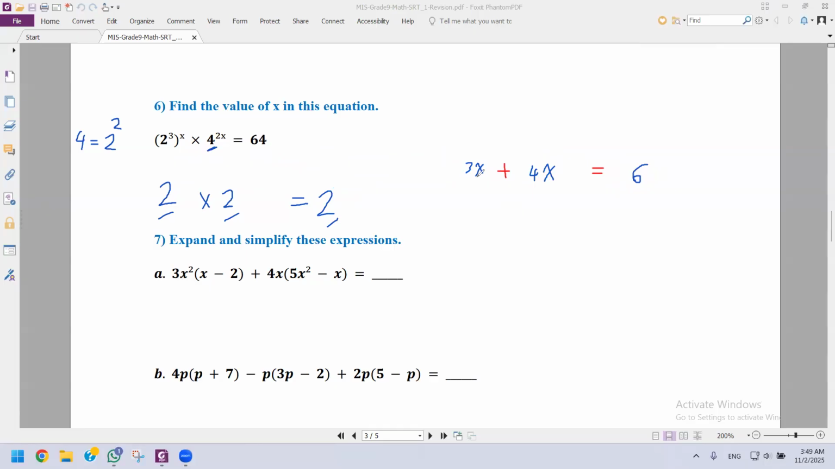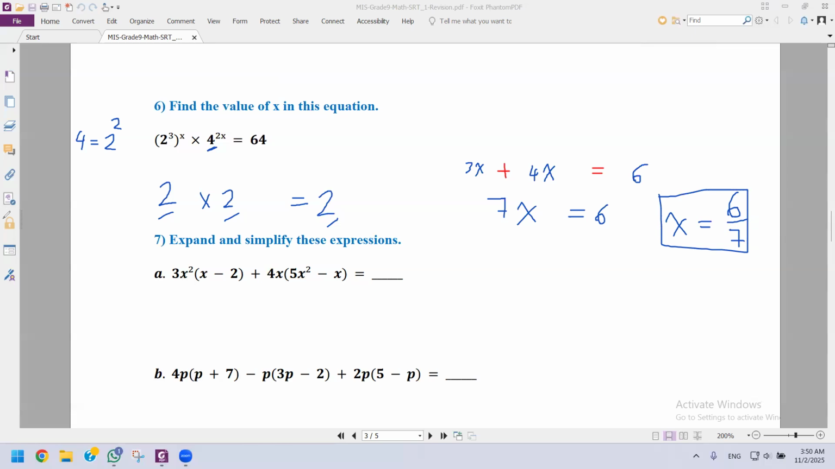Let's solve it. 3x plus 4x is 7x. What is it equal to? 6. Now find x, make it the subject. So we need to remove the 7. We do the opposite, we divide by 7. So x is equal to 6 divided by 7. Can we keep it as a fraction? Yes, we can. So x is 6 over 7.